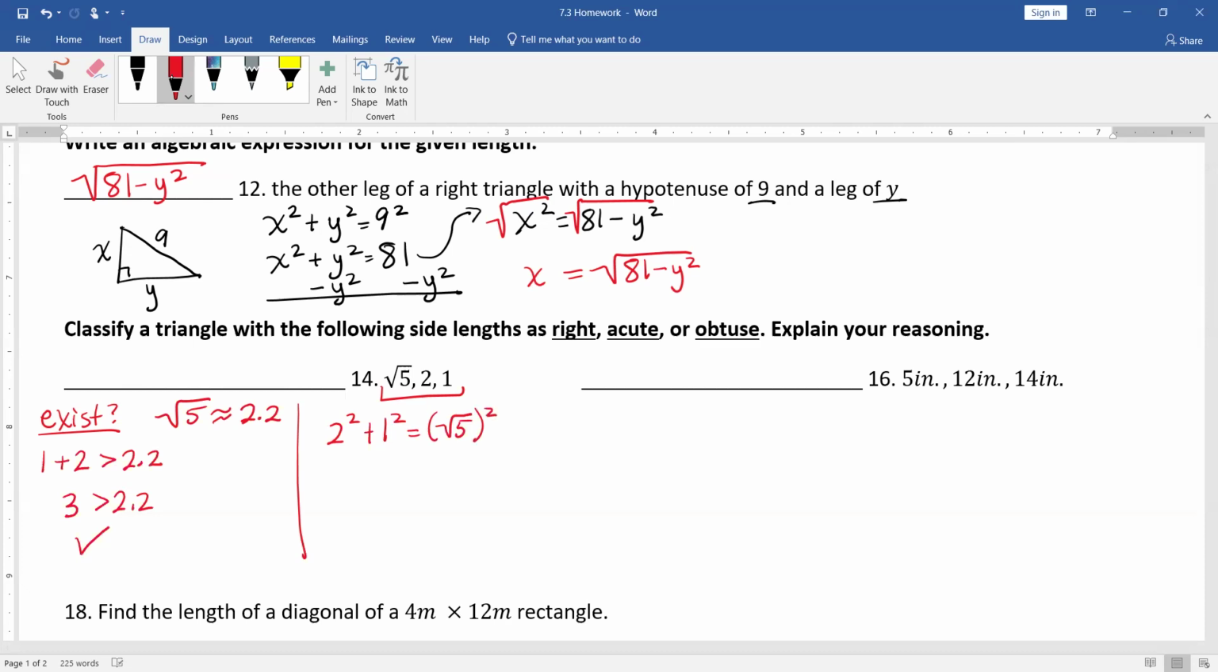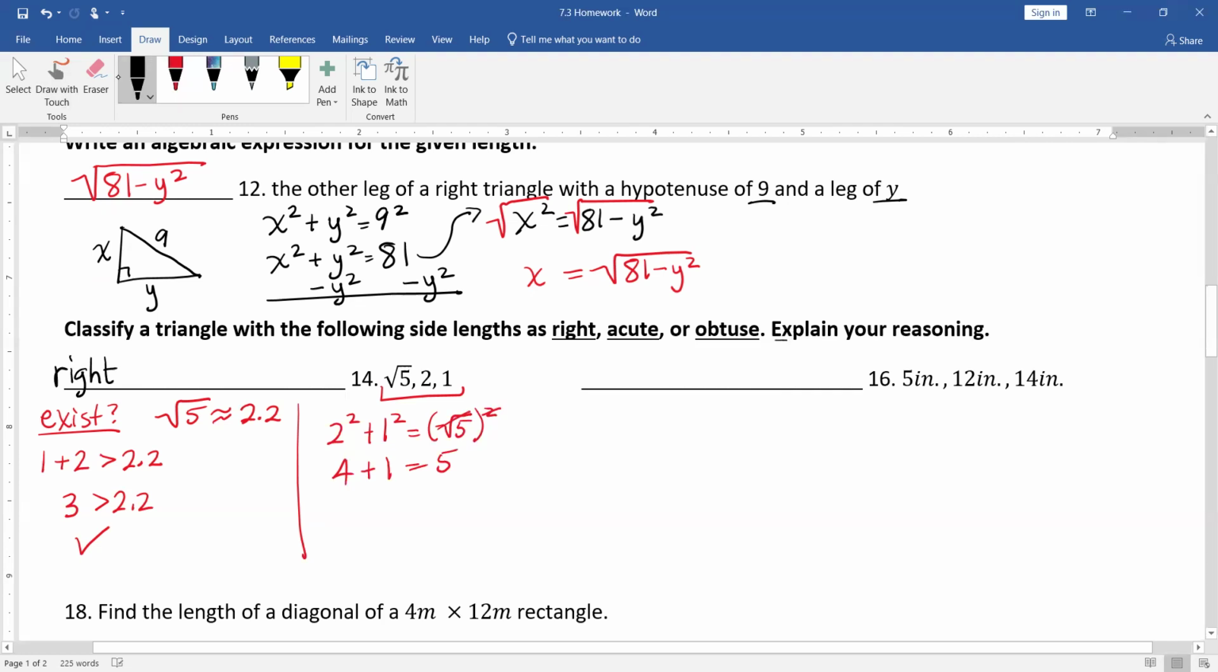Now, if this makes a true statement, then we have a right triangle, right? Because the Pythagorean theorem tells us that if the sum of the squares of the legs, the two shorter sides, equals the hypotenuse squared, then you have a perfect right triangle. So let's go ahead and solve this and see what we get. 2 squared is 4. 1 times 1 is just 1. And of course, the square root and the square here cancel. This is 5. Well, 4 plus 1 does indeed equal 5. So we have a right triangle.